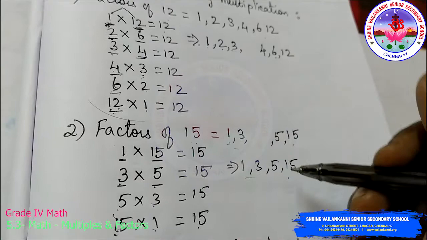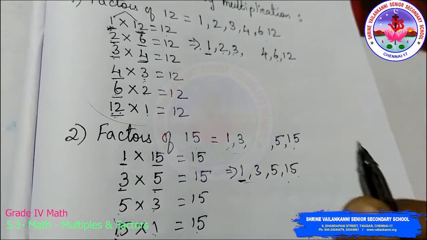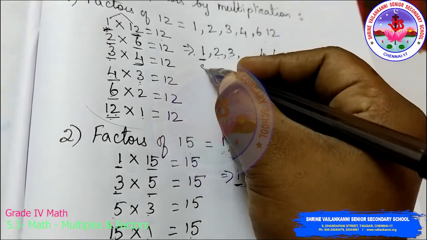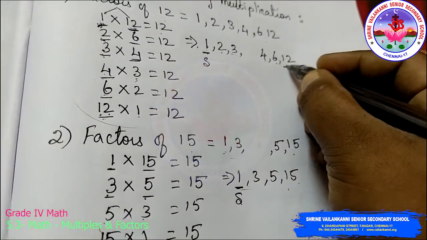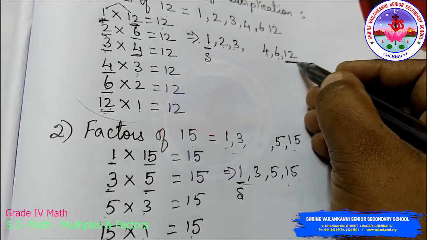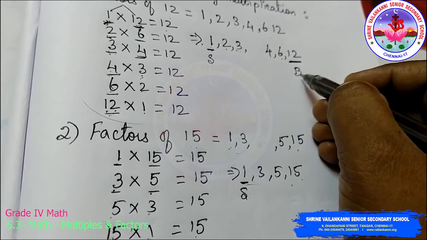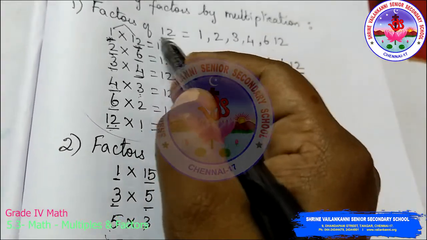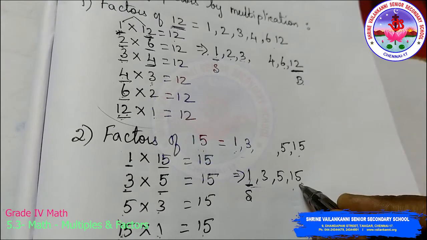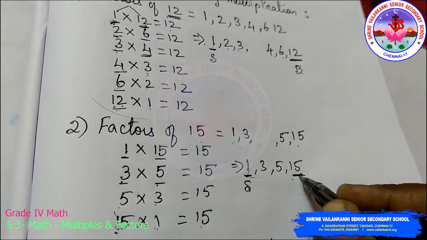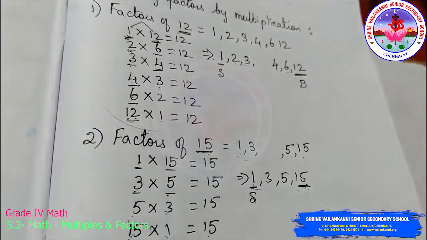In both the numbers, if you take the first factor, it is 1. That is, 1 will be the smallest factor of any number. And the greatest factor, among the 6 factors, 12 is the greatest factor, and that biggest factor will be the number itself. Even here, the greatest factor which we found is 15, and this 15 is your number itself. The greatest factor of 15 will be your number itself.